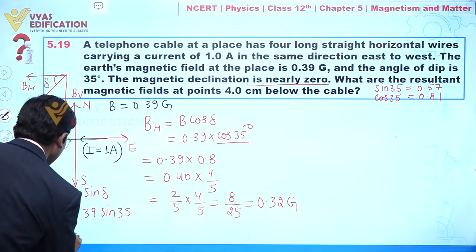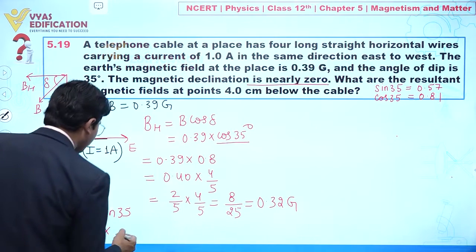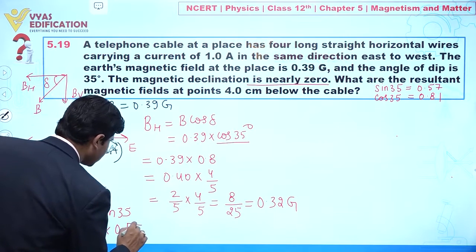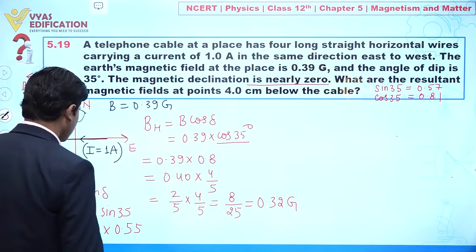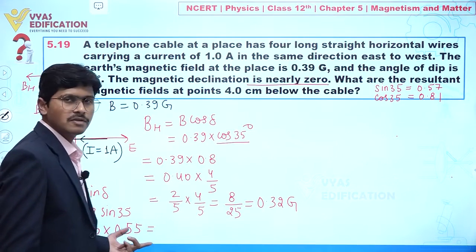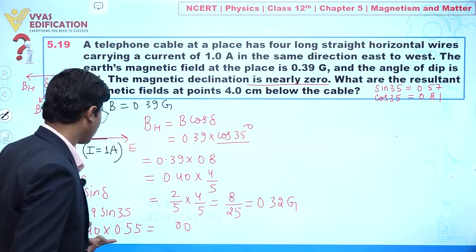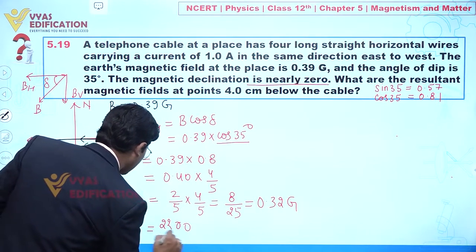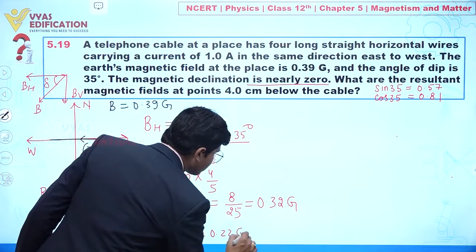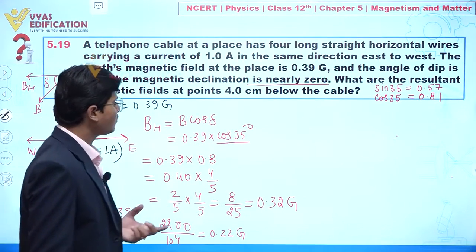So I am taking this approximately as 0.40 multiplied by sine 35. This is 0.57, but I am taking it as 0.55. Clear? So from here, if you multiply 40 with 55, this is 0, then 20, we have 2, so this is 22. Clear? And it is divided by 10^4. So from here we are getting the value 0.22 Gauss. Clear to you? So this is the value of BV and BH we are getting.